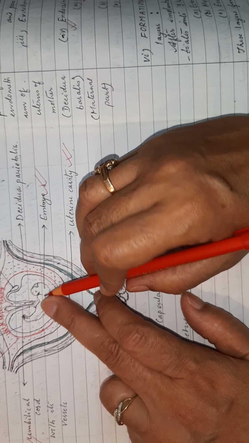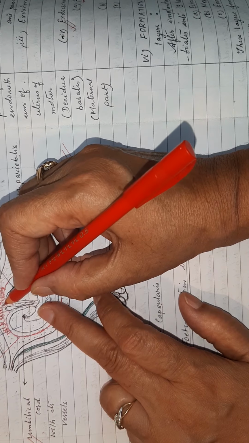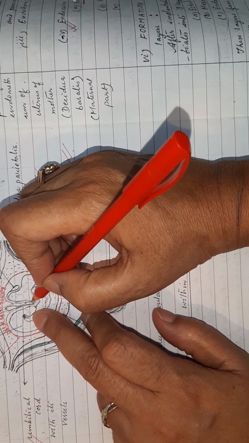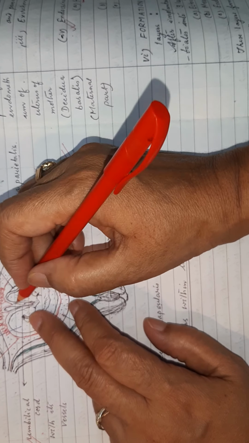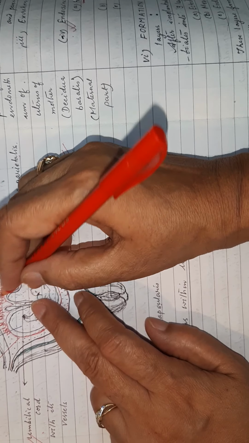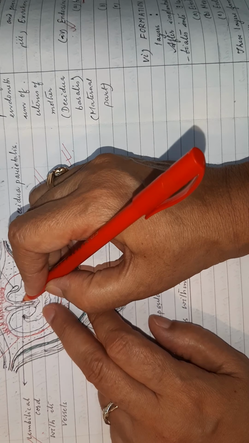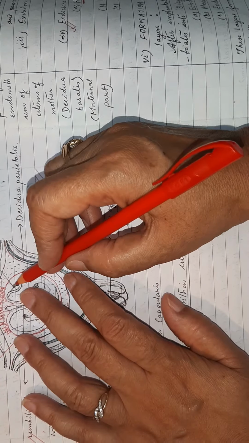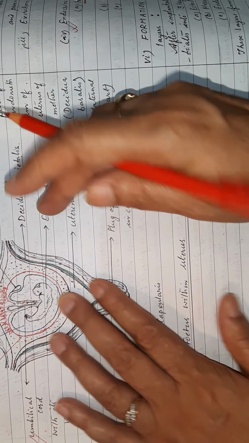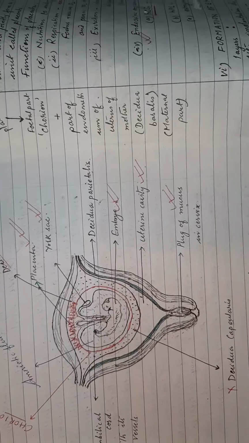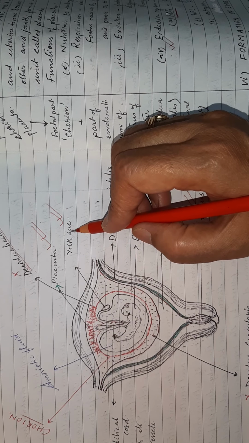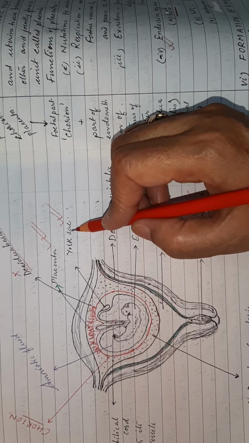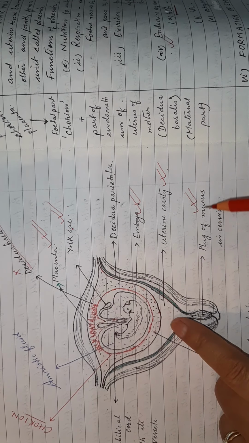This is the embryo, this is the placenta, and between the fetus and the placenta there is the umbilical cord. These are the blood vessels, so veins and arteries both are there. This is known as the yolk sac. Initially, blood cells are found in the yolk sac. This is the uterine cavity.